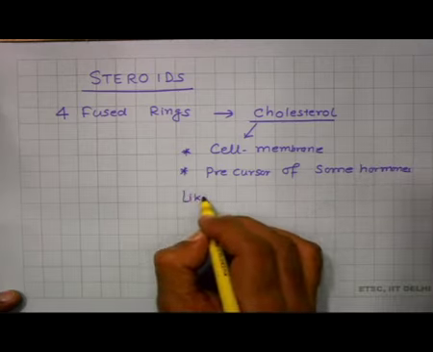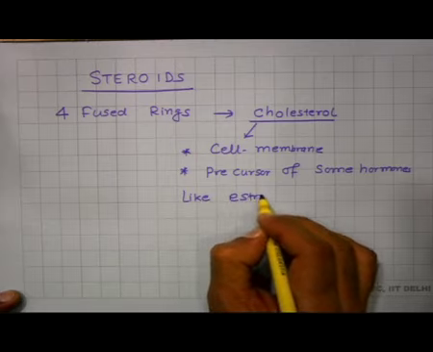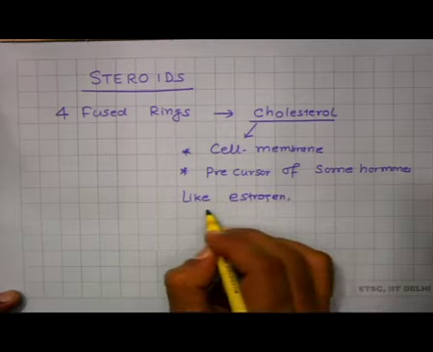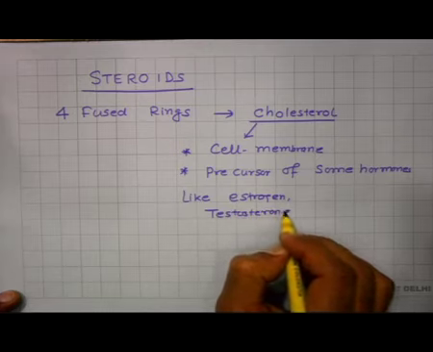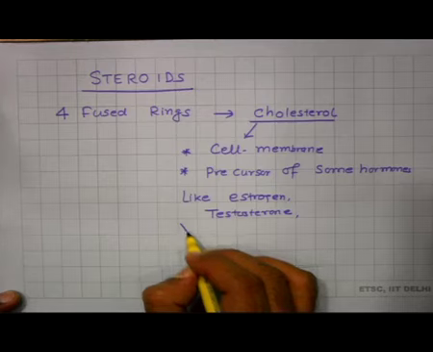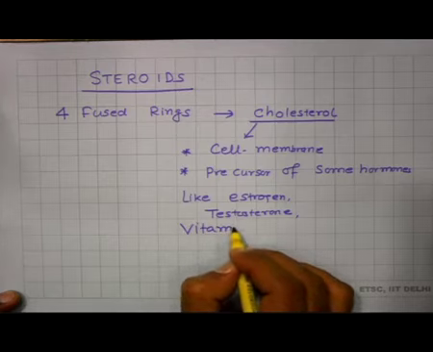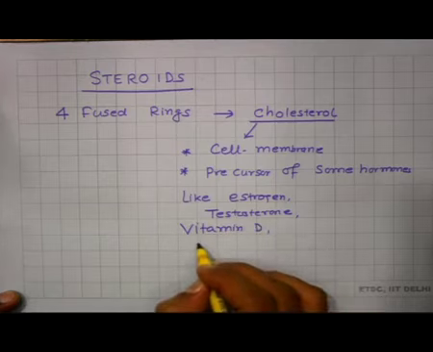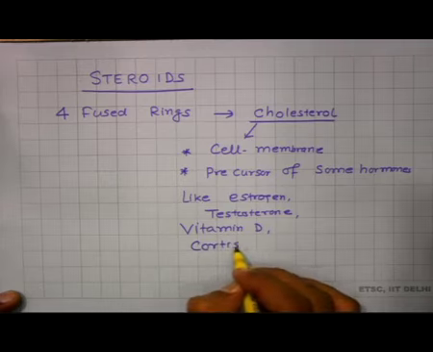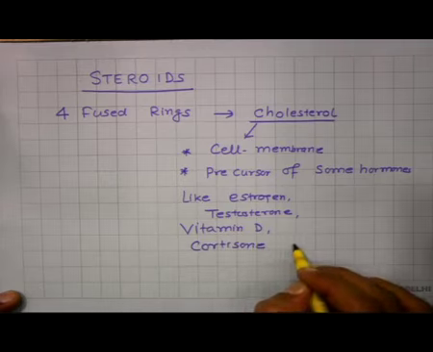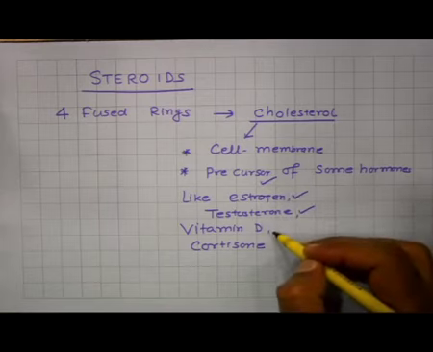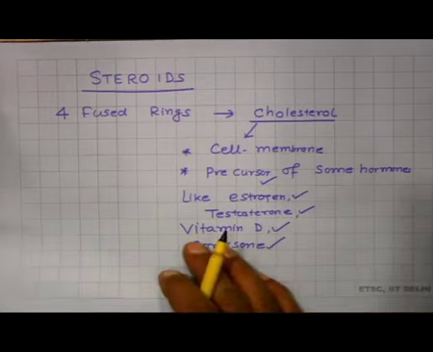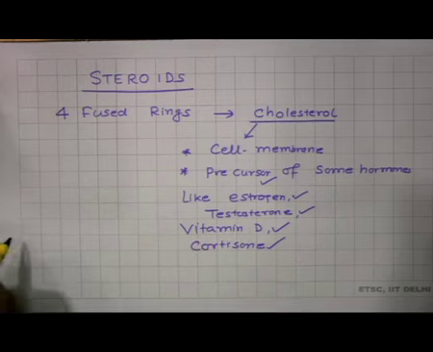Some hormones mentioned here are estrogen, testosterone. Besides this, vitamin D, cortisone, and many others. These are the precursors of these various types of important hormones, vitamin D and the cortisones.